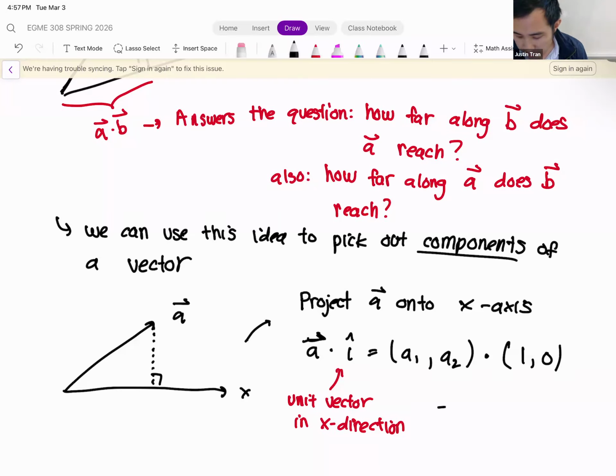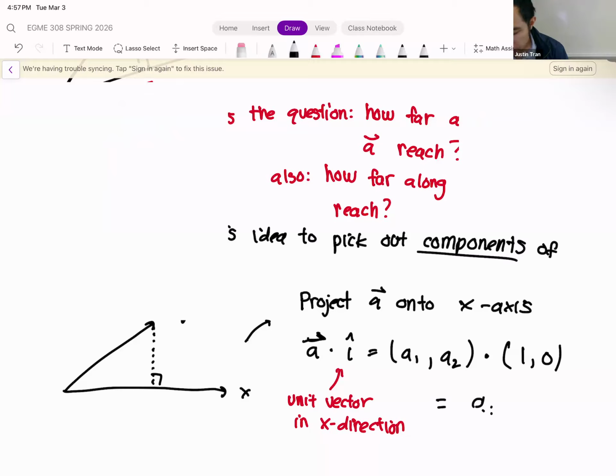This is very easy to compute, right? We have (A1, A2) dot product with (1, 0). That gives us A1 times 1 plus A2 times 0, which is just A1, which is exactly the x component of our vector A.